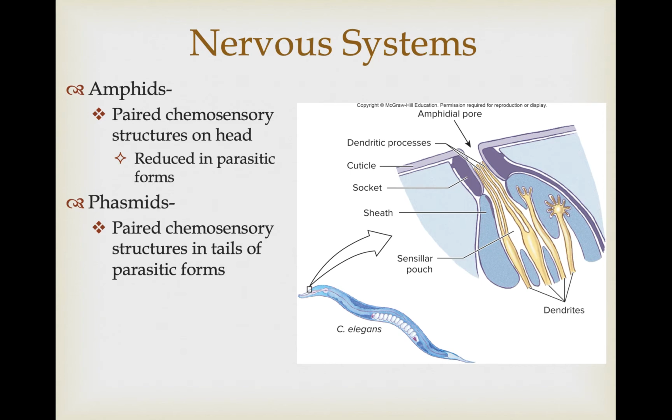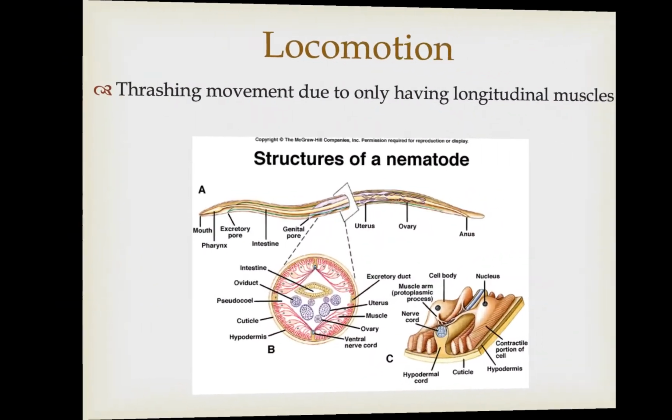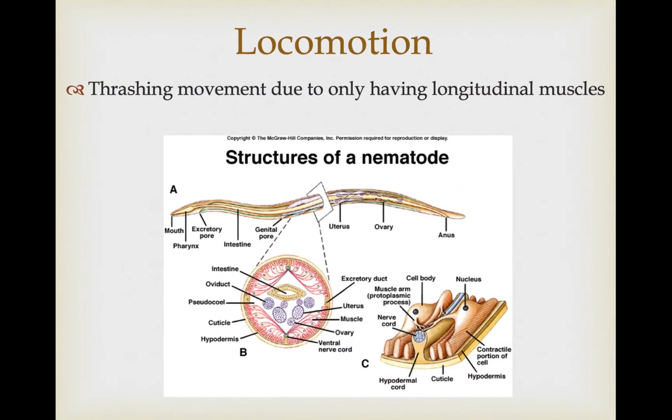Here is a picture of one of these amphids, so it's basically an opening to the outside environment where there's a pore connected to these sensory structures. Now, parasitic forms have a similar structure called a phasmid. This is also a chemosensory structure, but it tends to be found in pairs and concentrated near the tail end of the parasitic forms. Because they only have longitudinal muscles, they really don't have very refined movements. They can move, but it's more of a thrashing movement where they are contorting their body left and right in very quick thrashing movements.